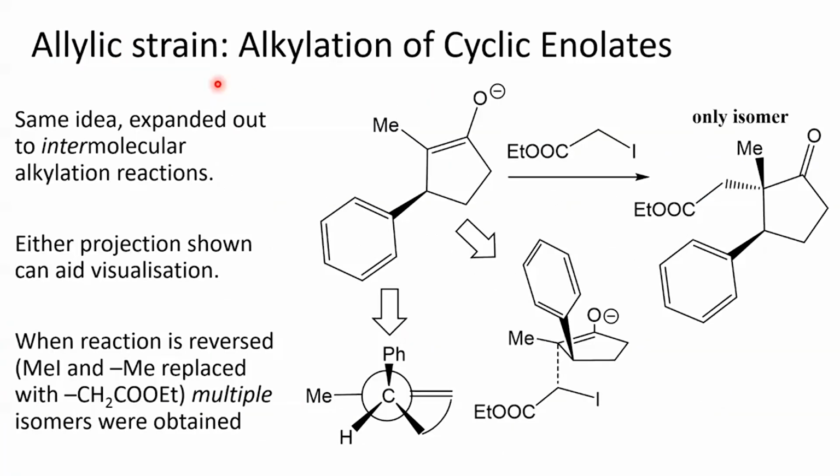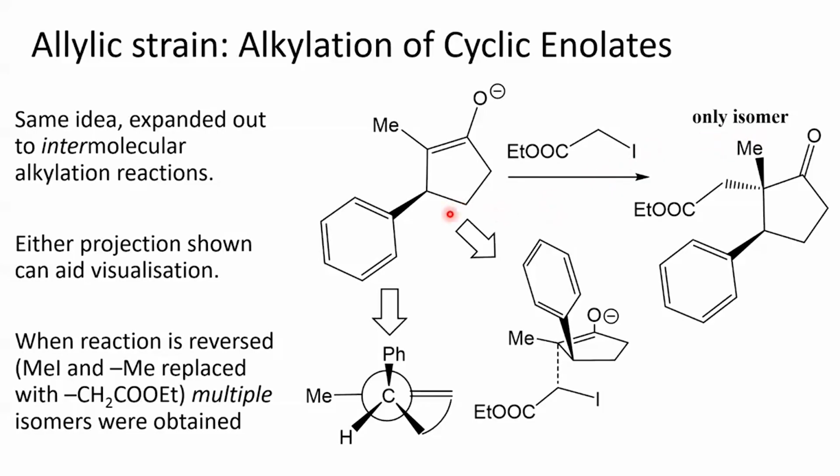In this example, we can see the influence of allylic strain on the alkylation of cyclic enolates. It's the same idea as what we discussed previously, but now we're applying it to an intermolecular reaction. Looking at the reaction itself, here is our enolate. It reacts with this iodoacetate species, and at the end what we see is only a single isomer.